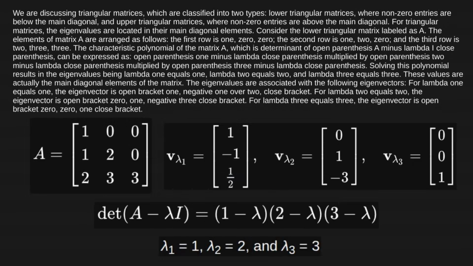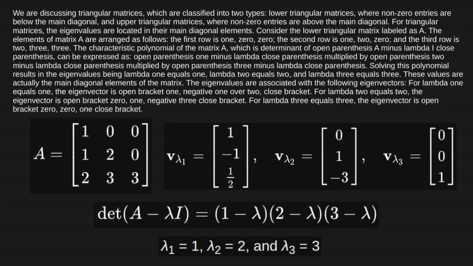We are discussing triangular matrices, which are classified into two types. Lower triangular matrices, where non-zero entries are below the main diagonal, and upper triangular matrices, where non-zero entries are above the main diagonal. For triangular matrices, the eigenvalues are located in their main diagonal elements. Consider the lower triangular matrix labeled as A. The elements of matrix A are arranged as follows. The first row is 1, 0, 0. The second row is 1, 2, 0. And the third row is 2, 3, 3.